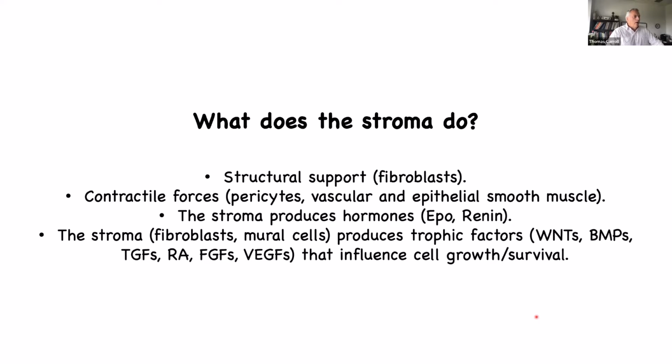Within the stroma, and this is something that a lot of people don't really think about, the stroma produces almost every type of growth factor ligand that we think of as the major regulators of kidney development and growth. So Wnts, BMPs, TGFs, retinoic acid, FGFs, VEGFs are all produced by the stroma, probably by different cell types. And these most likely have a very important role in the growth and survival of the kidney.